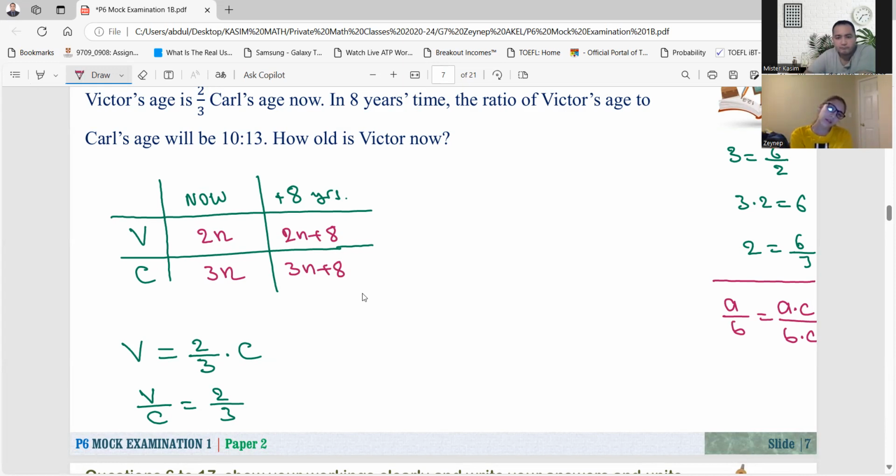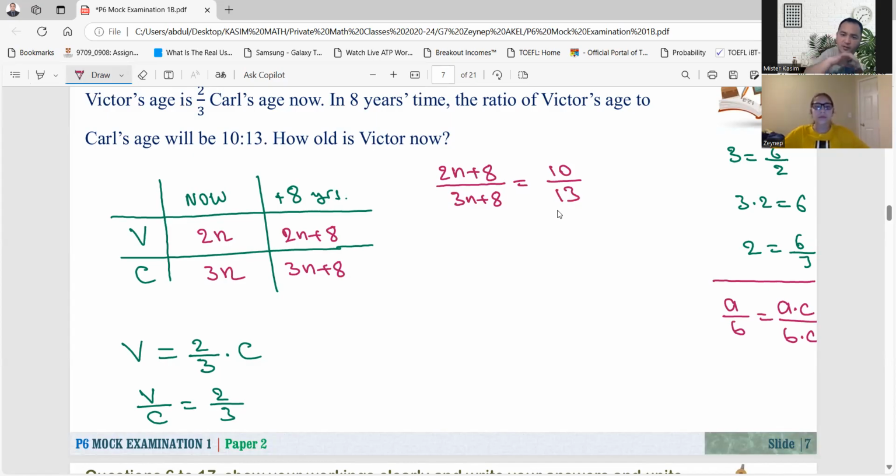In 8 years' time, the ratio of Victor's age to Carl's age will be 10:13. How old is Victor now? In 8 years' time, Victor's age is 2n plus 8, and Carl's age will be 3n plus 8. So the ratio of their ages will be 10/13.